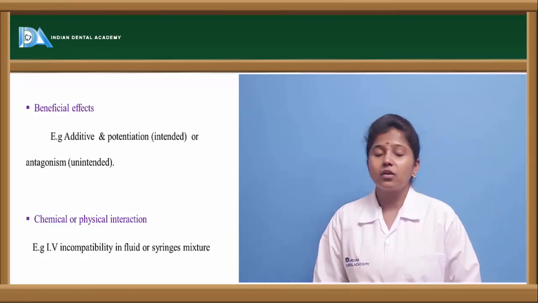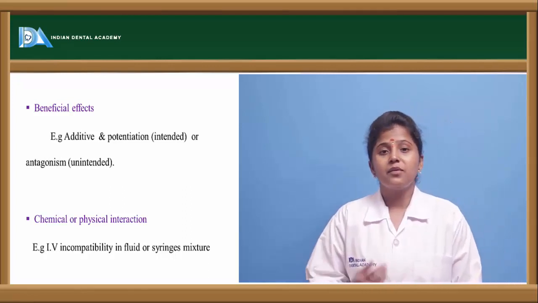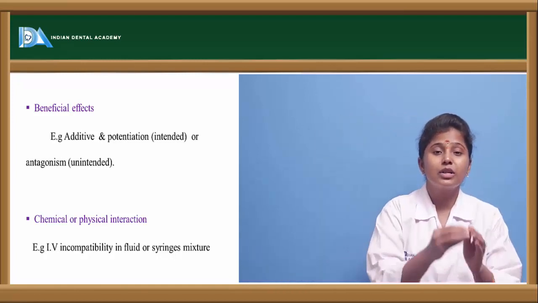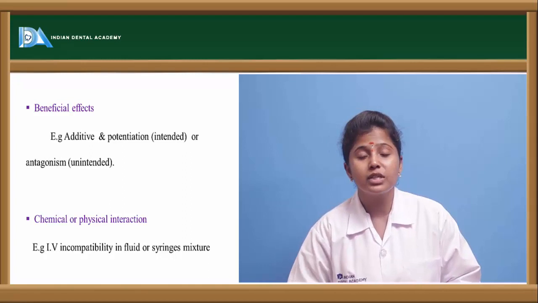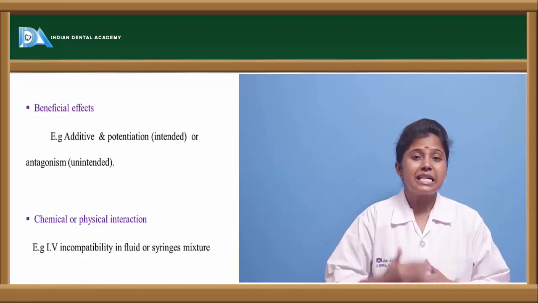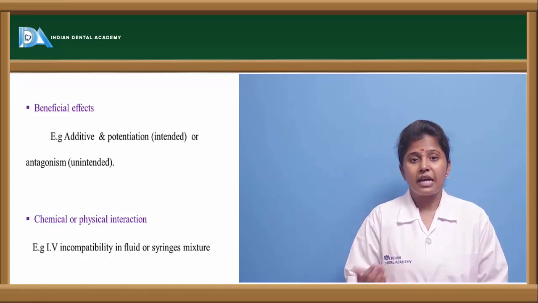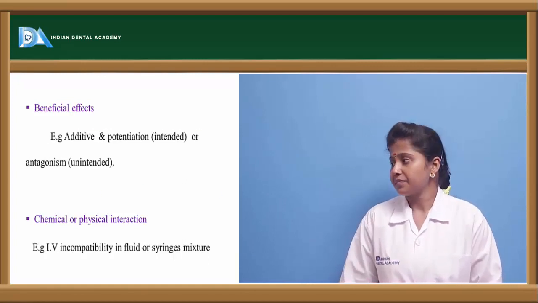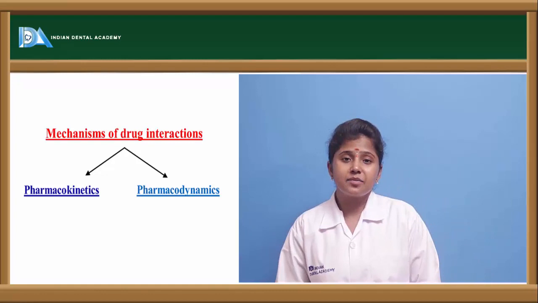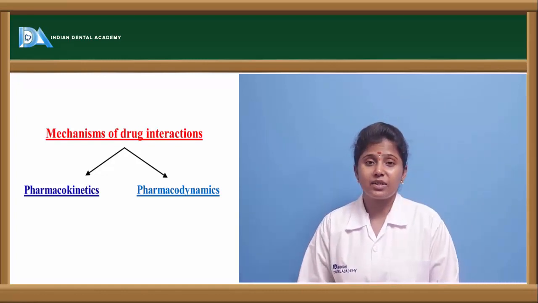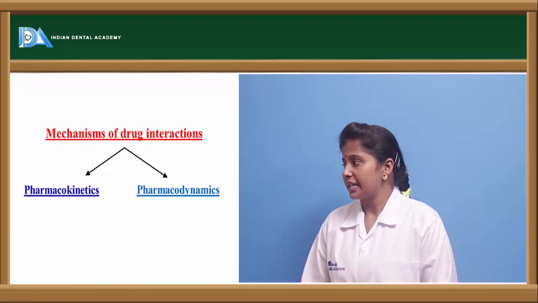The other one is chemical or physical interactions. For example, if we are giving a drug through the IV route, the same syringes or the same fluids should not be administered at the same site. That may lead to severe adverse effects of administration. If we see the mechanism of drug interactions, there are 2 mechanisms: one is pharmacokinetic and the other is pharmacodynamic interactions.